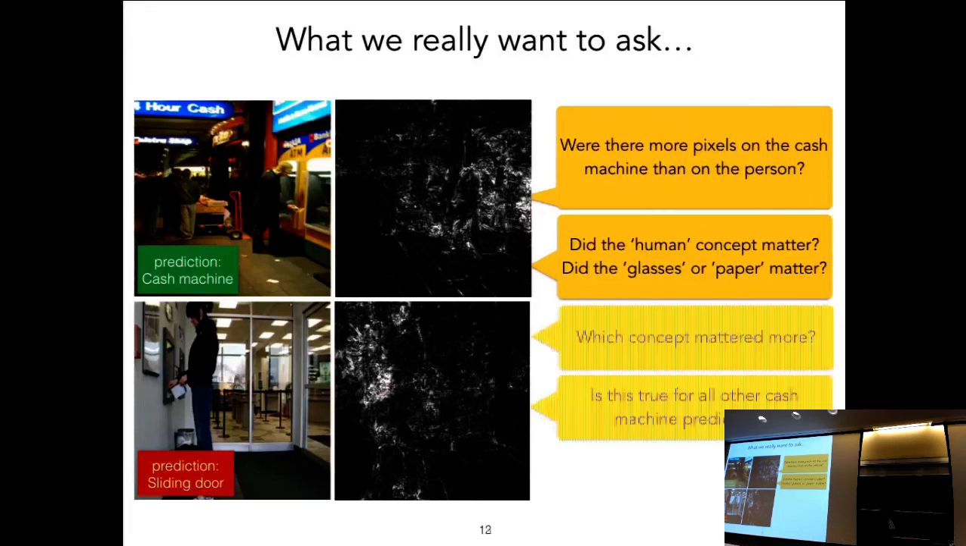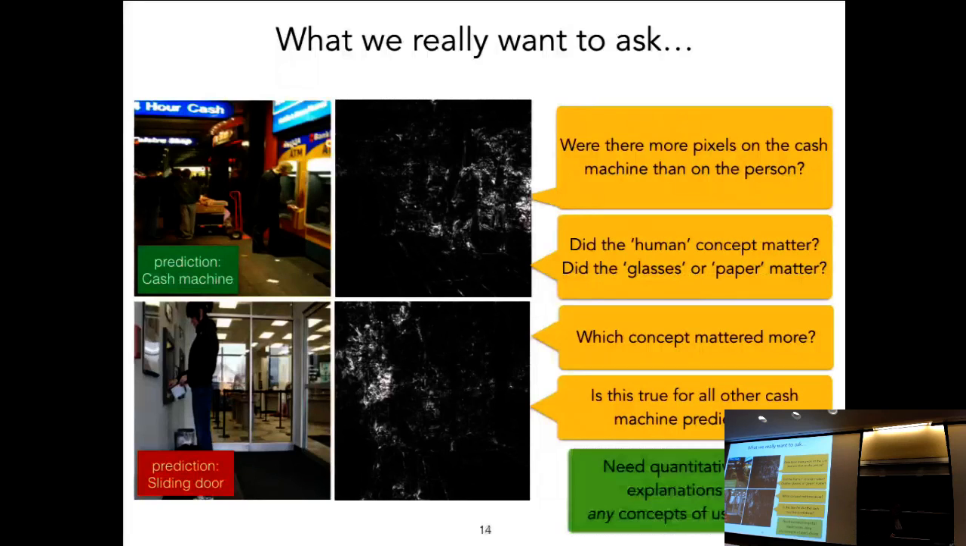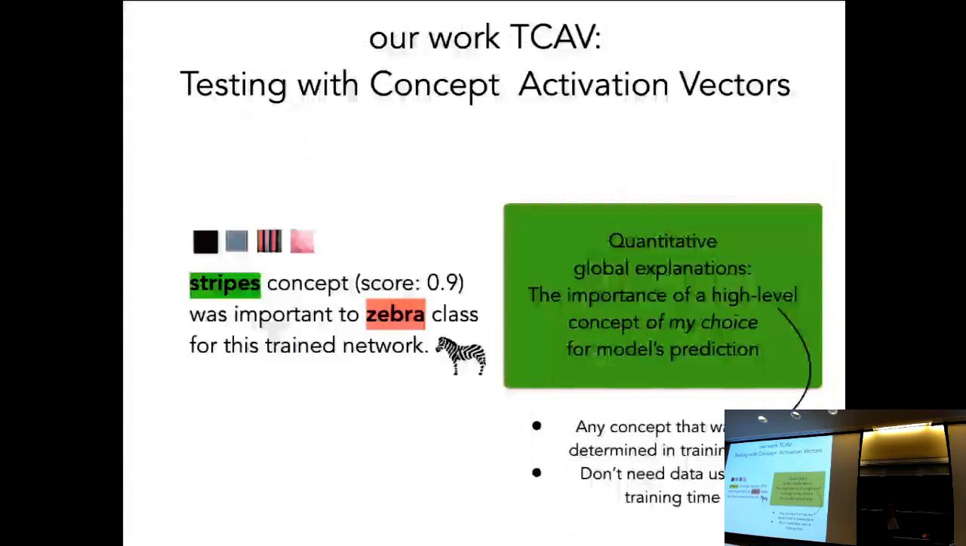All right. So when I look at these pictures, I wonder, did the concept human matter? Did glasses matter? Which one mattered more? And is that true for the entire class of cash machine, not just these two pictures? That is all to say we need quantitative global explanations using any concepts that you choose, instead of giving you explanations based on the input pixels of the picture. So that's what we do.